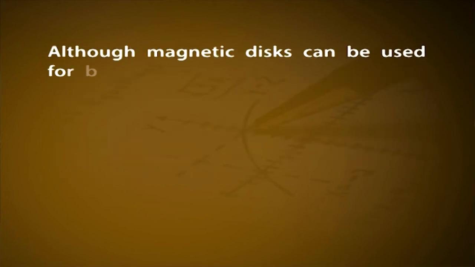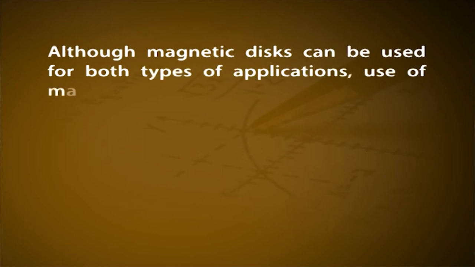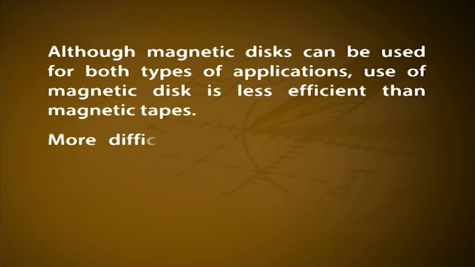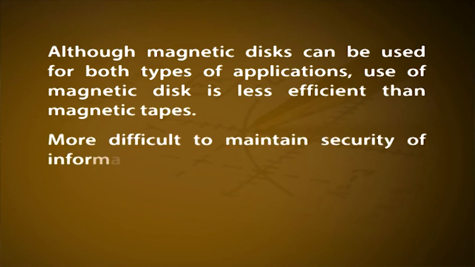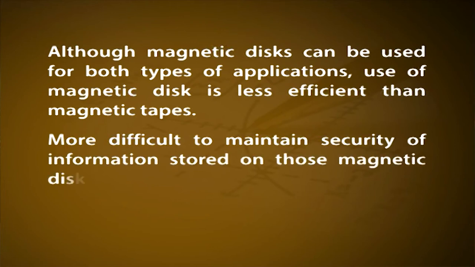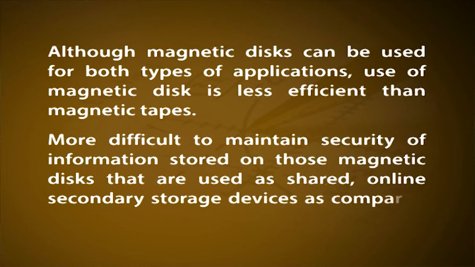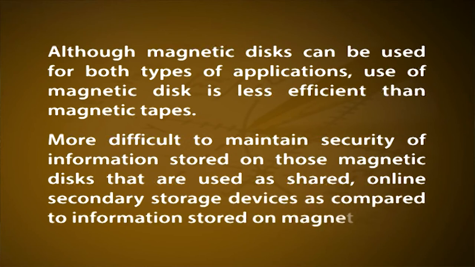Limitations. Although magnetic disk can be used for both types of applications, use of magnetic disk is less efficient than magnetic tapes. More difficult to maintain security of information stored on those magnetic disks that are used as shared online secondary storage devices as compared to information stored on magnetic tape. A disk crash or drive failure often results in loss of the entire data stored on it. Not easily portable, Winchester disk and disk pack.